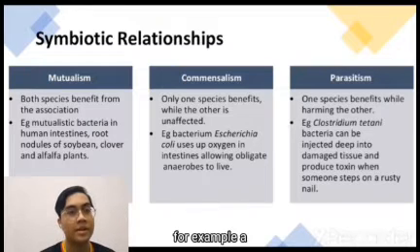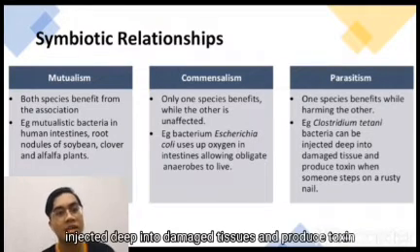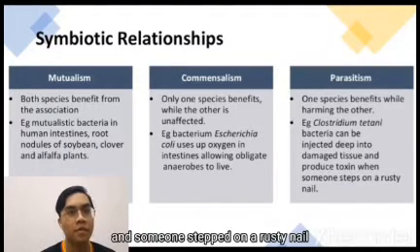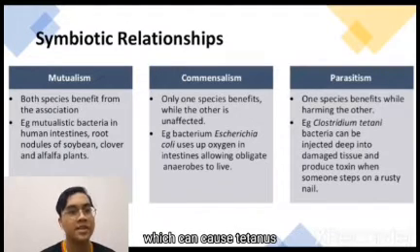And then there's also parasitism, in which one species benefits while harming the other. For example, bacteria can be injected deep into damaged tissues and produce toxin when someone steps on a rusty nail, which can cause tetanus.